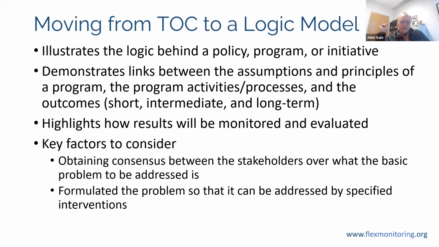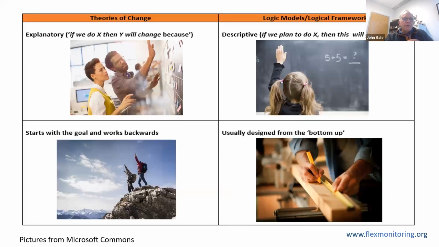And the key things to consider. Do you have consensus between stakeholders over what the basic problem is? You may not always have that, and this is a very difficult thing to do. But it's important that you get there, that we all know we're trying to solve the same problem. And then have you formulated the problem so that it can be addressed by your interventions? Next slide, please. So here are a couple of ways of looking at the theory of change.